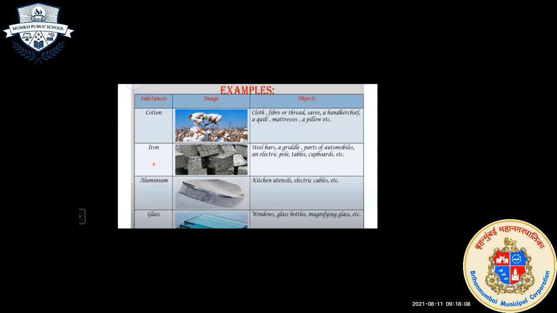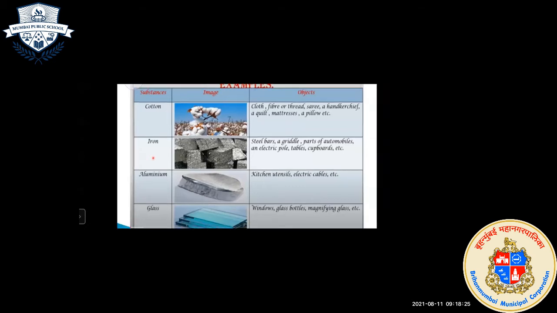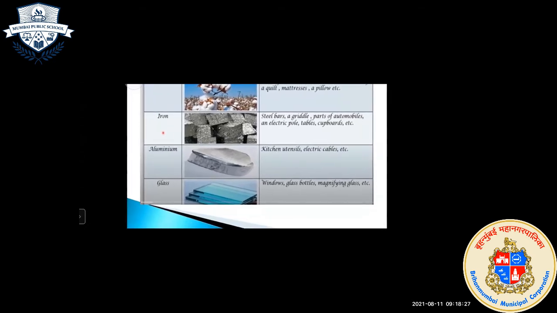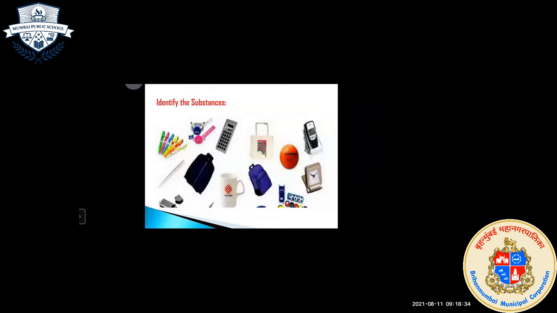Same here, aluminium is there. From aluminium, as it is a good conductor of heat, we can make kitchen utensils, electric cables, etc. Also, we can transform it into sheets properly, so these things are made. Then the glass. From glass, we can make window, glass bottle, magnifying glass, and many more.